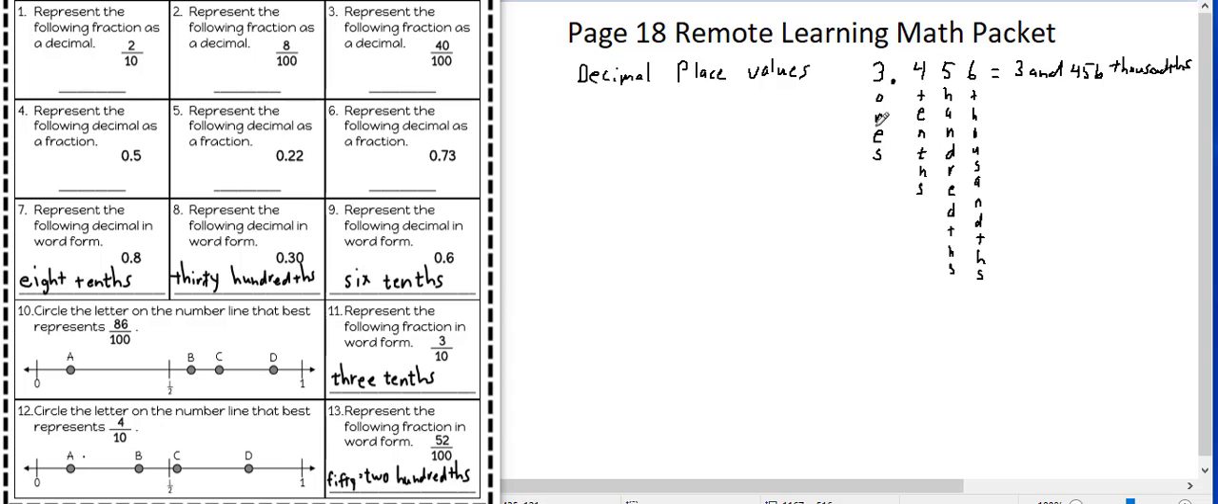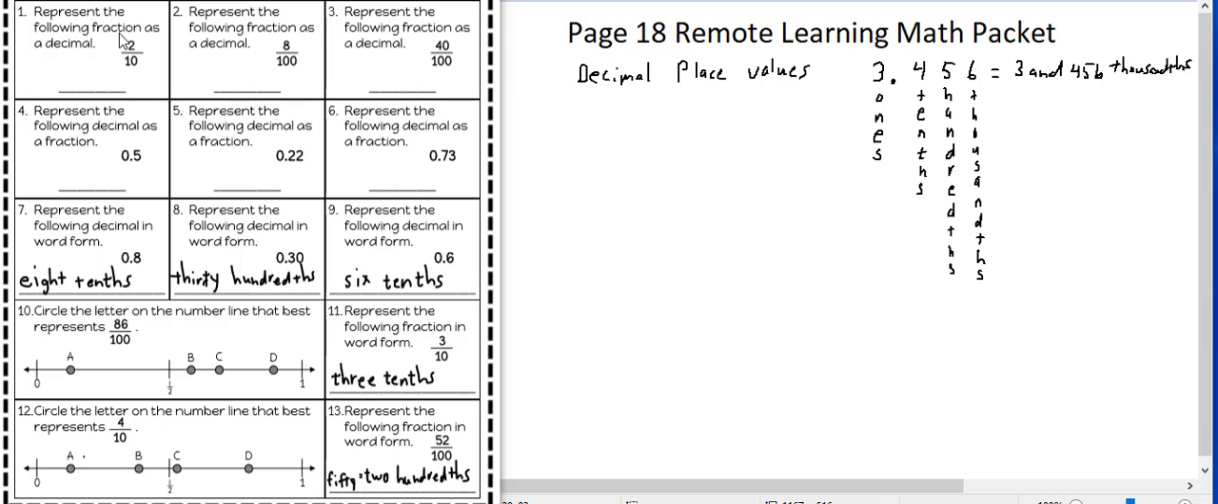So the 3 would be in the ones place, the 4 in the tenths place, the 5 in the hundredths place, and the 6 in the thousandths place. So that would be read 3 and 456 thousandths. All right, so just wanted to go over that real quick.